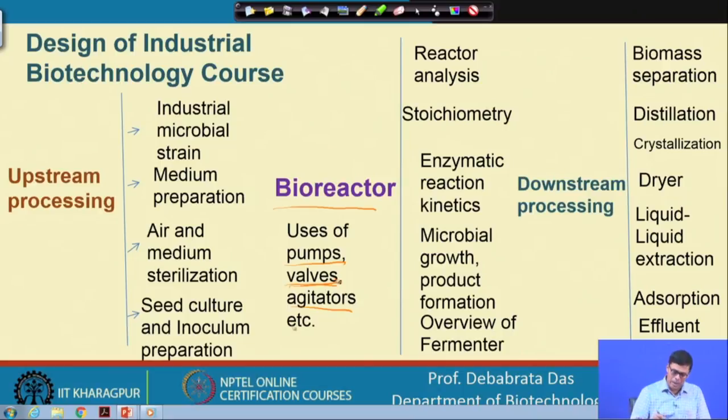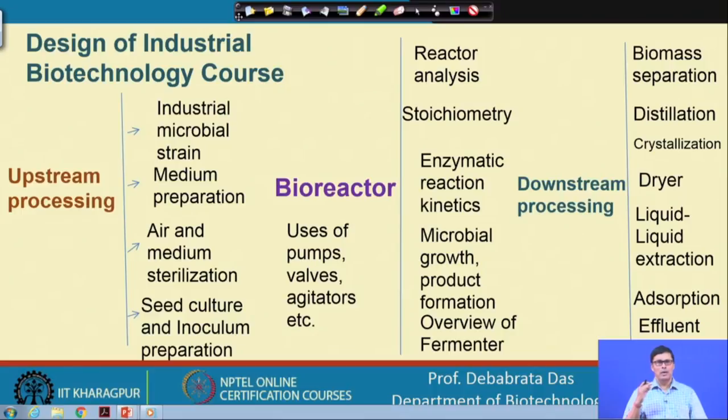But we have different types of agitator. We have the impeller, the paddle type of agitator, the ribbon type of agitator. Different types of agitators are used, but in the fermentation industry we mostly use impellers. So these are the different things that we have, and plus we require a lot of instrumentation.